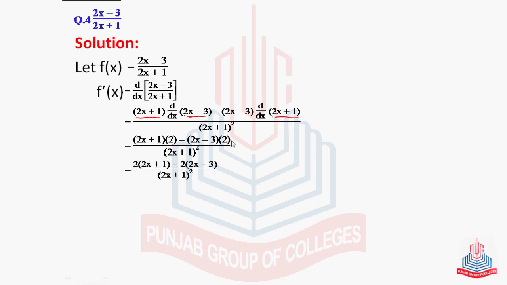Now we simplify this. 2 will be common from both these two terms. So we have left (2x plus 1) minus (2x minus 3). So this will become 2x plus 1 minus 2x, and minus minus plus 3. 2x will be cancelled out. So we have 3 plus 1, which will be 4. So the final answer will be 4 twos are 8 over (2x plus 1) whole square.